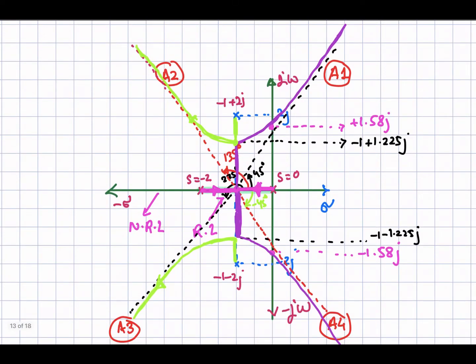Here you can see this pole at s equal to 0 will move, and here is the breakaway point that we have already calculated, at this point. Since this real axis is part of the root locus, this pole will be moving like that, and this pole like that. This pole coming over here will break away, and after the breakaway it will move like that, from this point which we calculated as minus 1 minus 1.225.